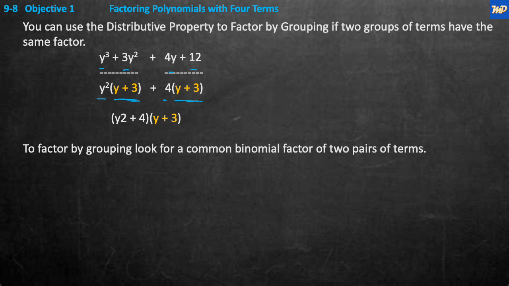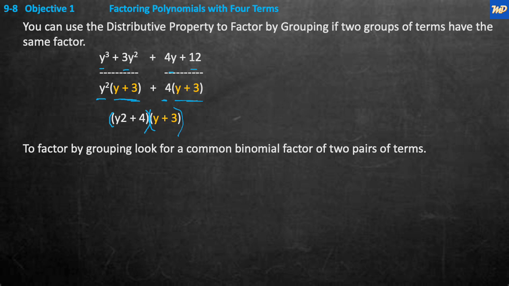Well, now using the distributive property once more, we can pull this y plus 3 out of both terms. When we do that, we'll get the first term, which is y squared, right here, we're going to put parentheses. We have this y squared when we pull out the y plus 3, and we have a 4 when we pull out the y plus 3. So using the distributive property, we're going to have y squared plus 4, times the factor we pulled out, y plus 3. So what you're left with is y squared plus 4 and y plus 3. That's it. We factored this using grouping, and we used the distributive property twice.